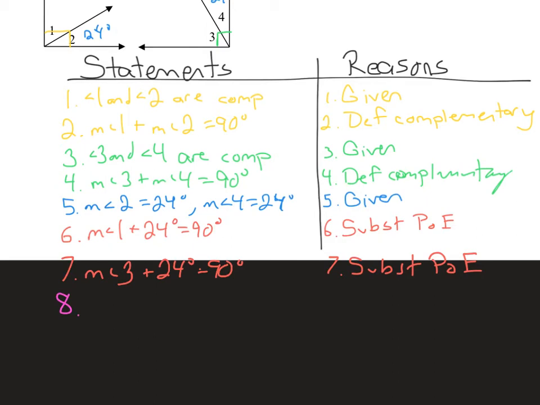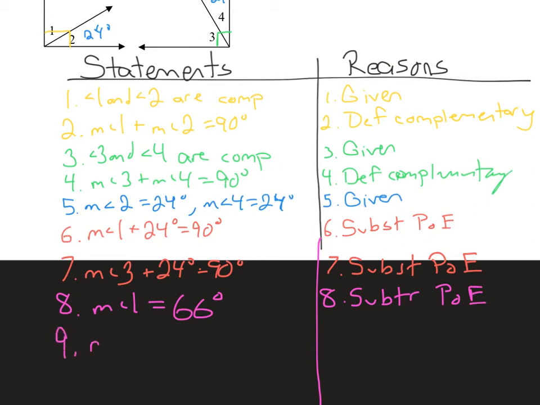All right, so now from statement 6, we can solve this for the measure of angle 1. If I subtract 24 from both sides, I'm going to get 66 degrees. And what allowed me to do that was subtraction property of equality, because I just subtracted 24 from both sides. I can do the same thing from statement 7. Subtract 24 from both sides and I get the measure of angle 3 equals 66 degrees. And again, that would be your subtraction property of equality.